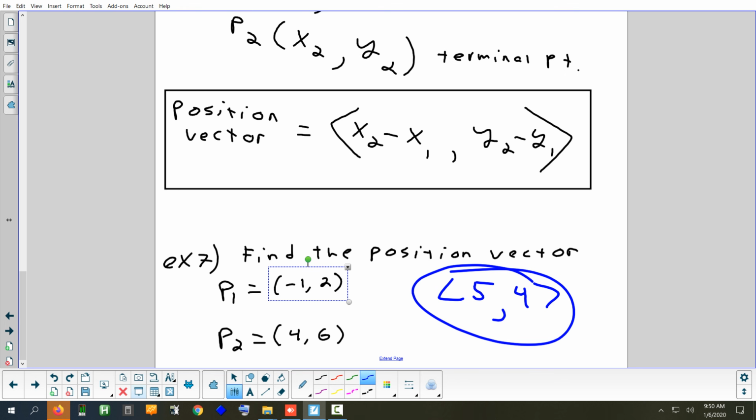So if you were to sketch that vector starting at the origin, you would go 5 right, 4 up, and that would be where you'd stop. That's your terminal point. Okay. Any question on how we got 5, 4?